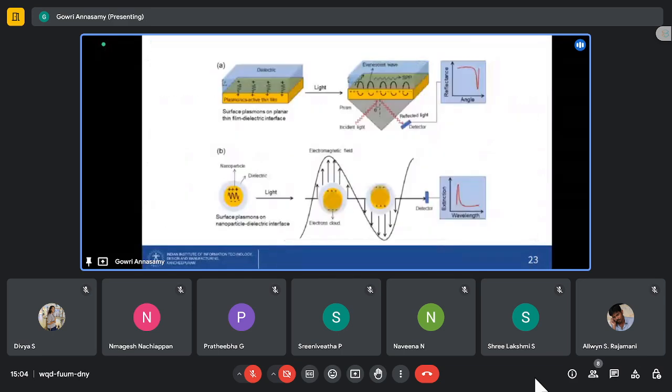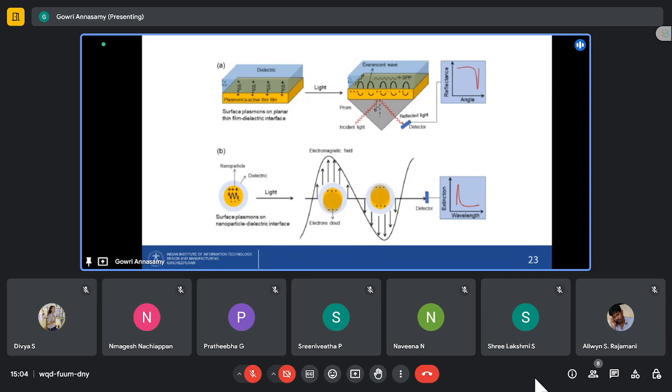Okay. And another thing, so this is the physics behind. So first is the SPR. A is the SPR sensor and B is the LSPR sensor. So A, the yellow colored thing, corresponds to the gold film coated onto the dielectric material, and when you introduce light, so we have a prism here, which is a Kretschmann configuration.